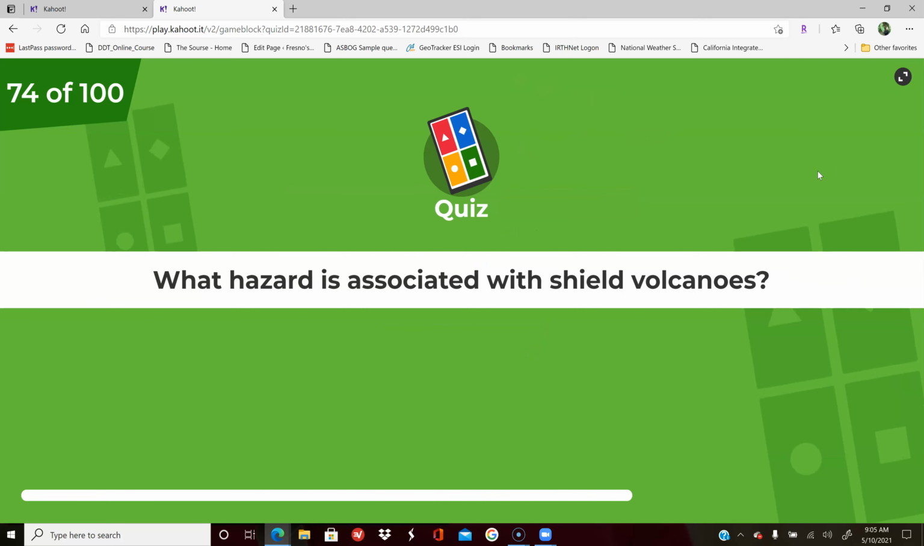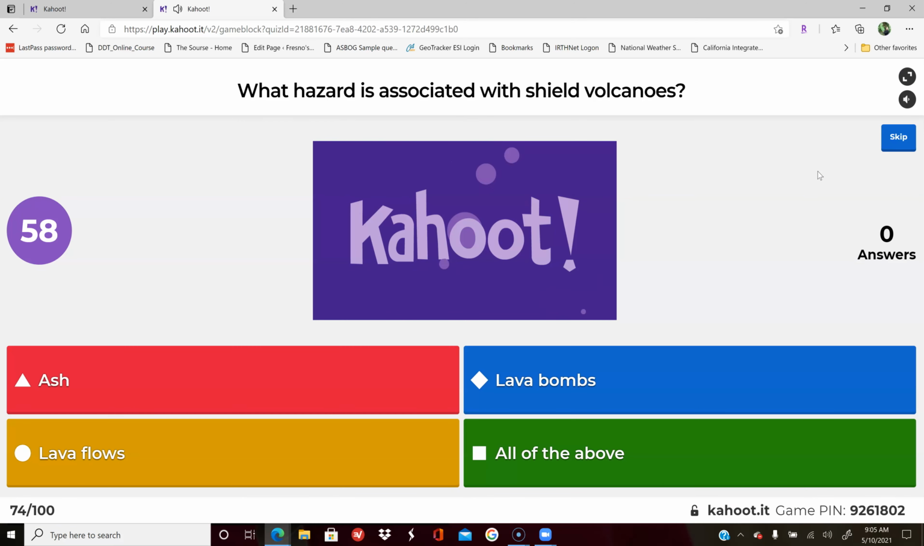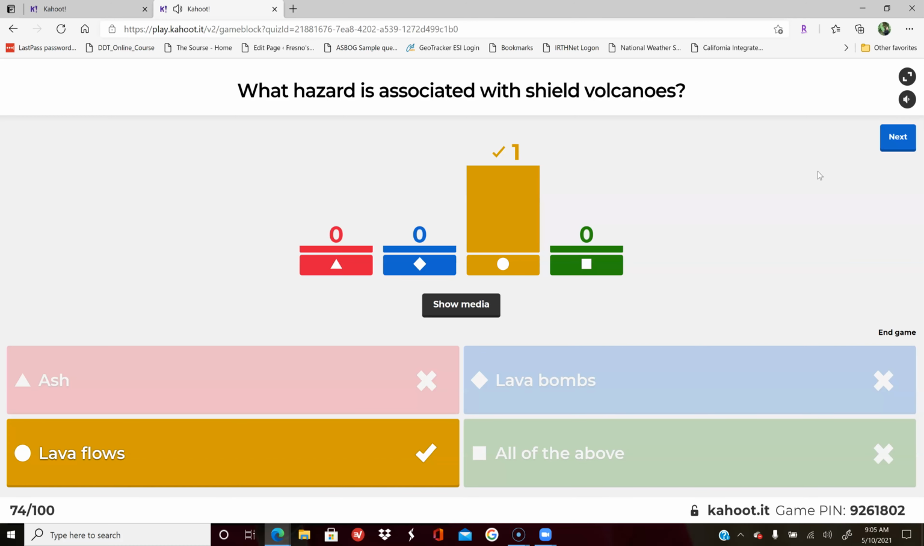What hazard is associated with shield volcanoes? Ash, lava bombs, lava flows, or all of the above? Mostly lava flows. There's not a lot of ash or lava bombs that are ejected from shield volcanoes. These are passive eruptions, so mainly what you're worried about is the lava flow.